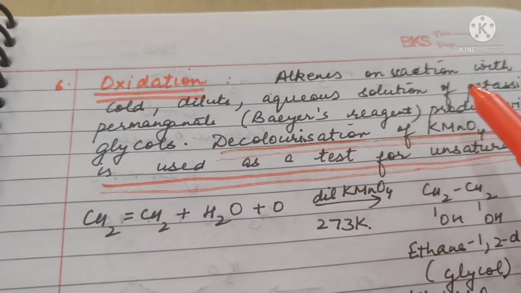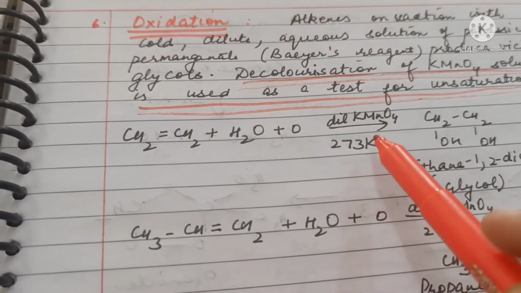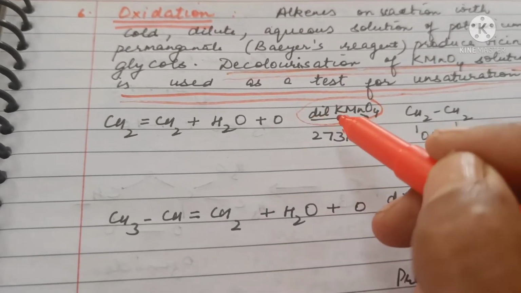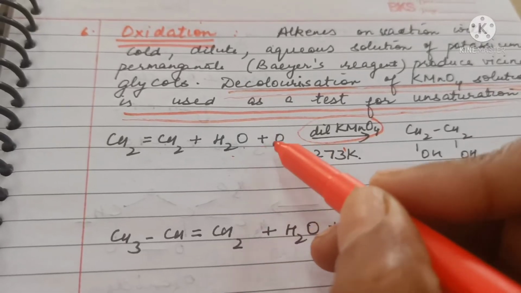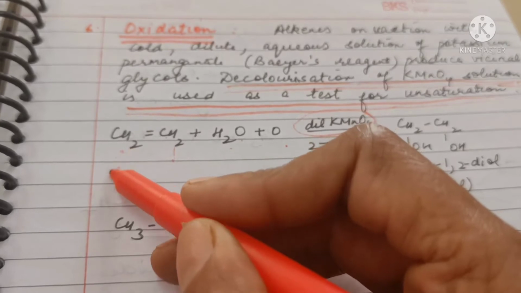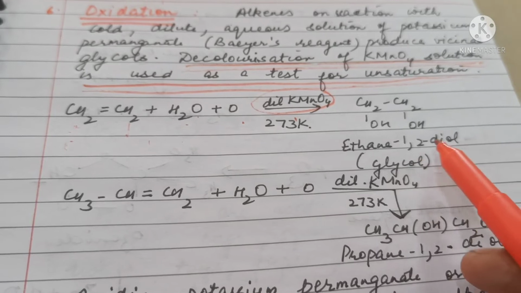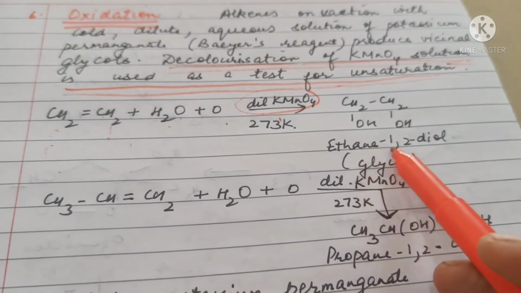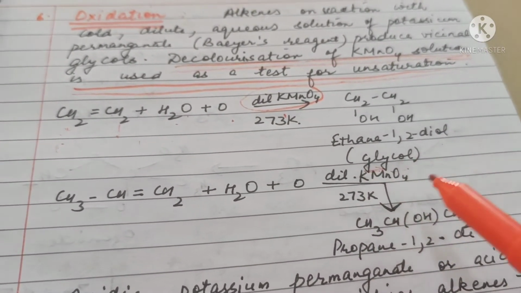Oxidation. Alkenes on reaction with cold dilute aqueous solution of potassium permanganate, this is called Baeyer's reagent, will produce vicinal glycols. The water and O will form two OH which get attached to both the carbons. One bond breaks and OH gets attached here and OH gets attached here to form vicinal glycol, that is two hydroxy groups on adjacent carbon atoms. This is ethane-1,2-diol, also known as glycol.